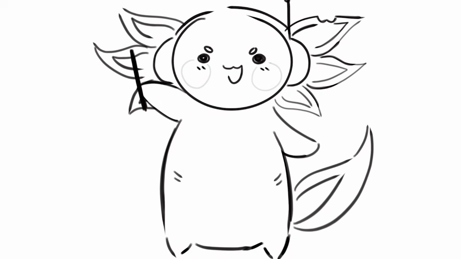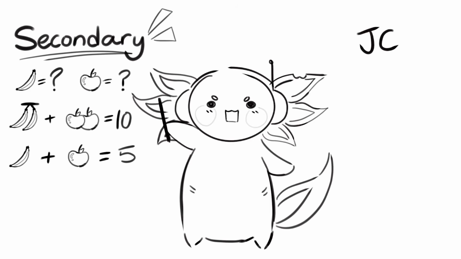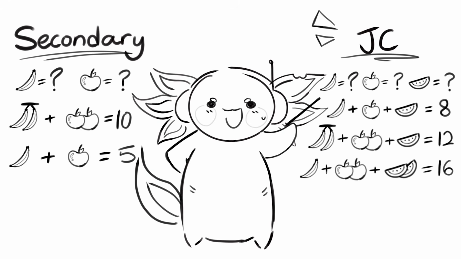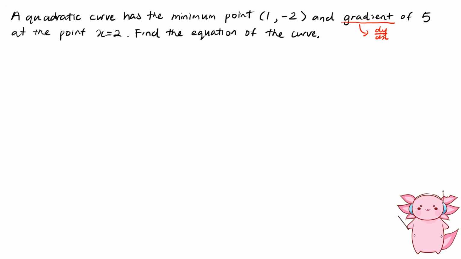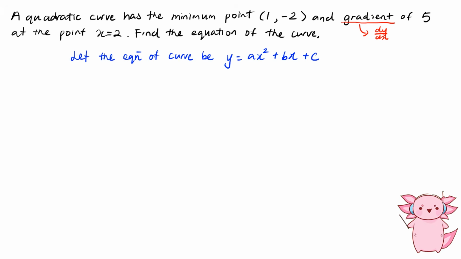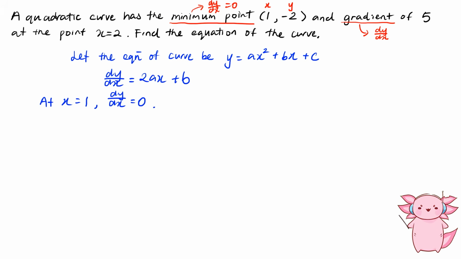Do you remember how in secondary school for simultaneous equations you have two equations to solve two unknowns? Now we have upgraded into three equations with three unknowns. For this question, we have to find the equation of the quadratic curve, so we let it be ax squared plus bx plus c. Since the question talks about the minimum point, we need to find the derivative, so dy/dx is equals to 0, which gives us our first equation.